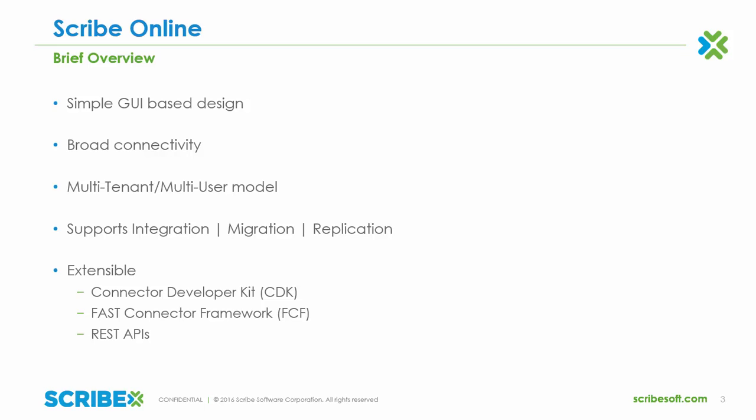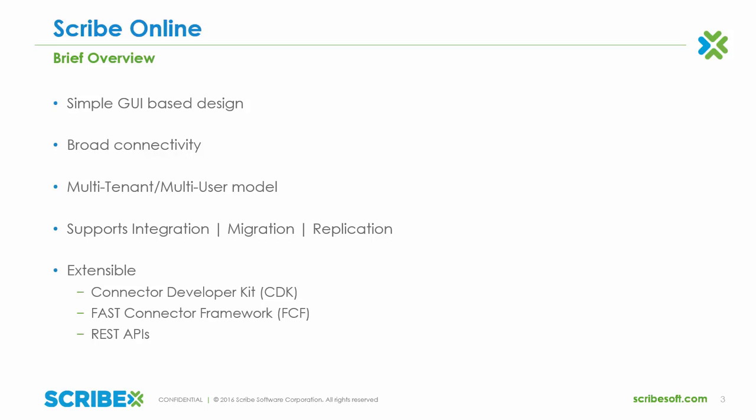Scribe Online is a simple graphical user interface. It has very broad connectivity. So we connect to many different applications, both front office, back office, based technologies, really run the gamut of things you would need to connect to in order to build that complete integration.